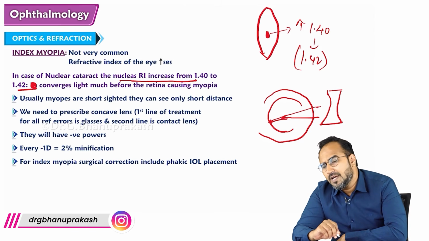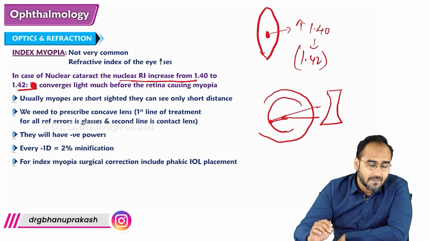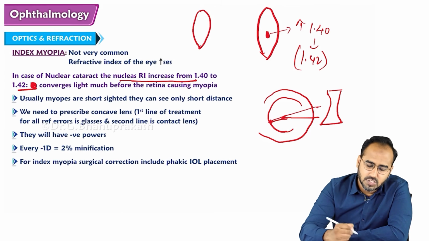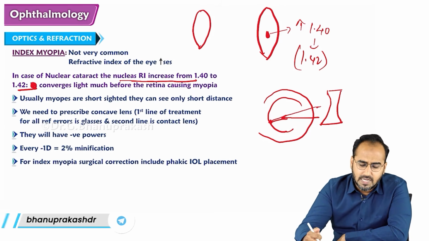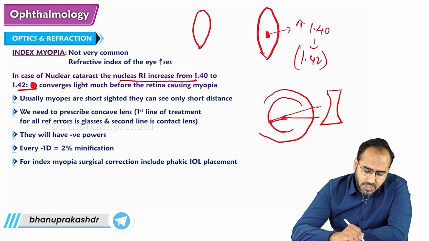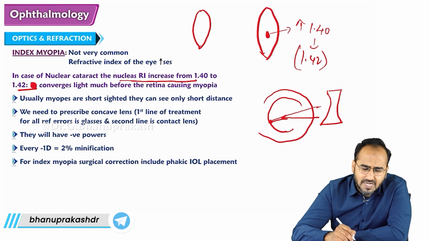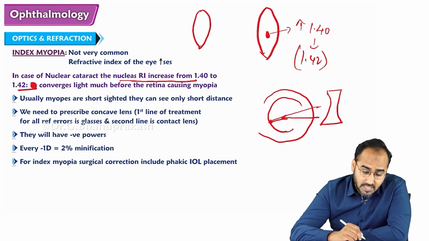Whereas treatment of hypermetropia is what, guys? You have to prescribe the patient convex glasses. Convex glasses, if you give, will focus the light rays on the retina. Anyways, guys, we need to prescribe concave glasses for myopia. That is the first line of treatment for all refractive errors. The second line of treatment is giving contact lenses, but the first line is the glasses only.